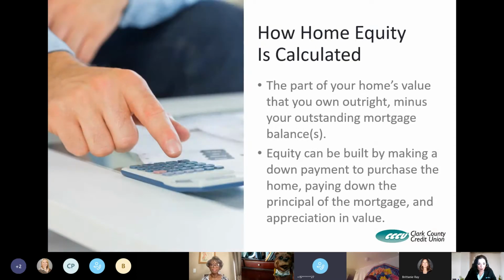So you have equity in your home, right? But that doesn't mean that we can borrow all of your equity. The credit union will not allow that. We protect you, the homeowner. We protect us, the lender.